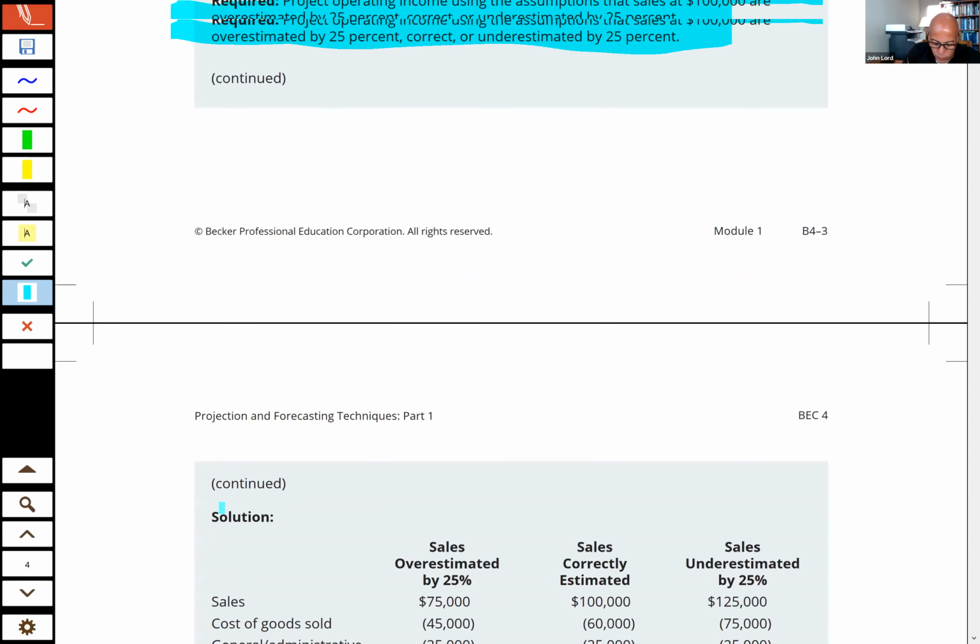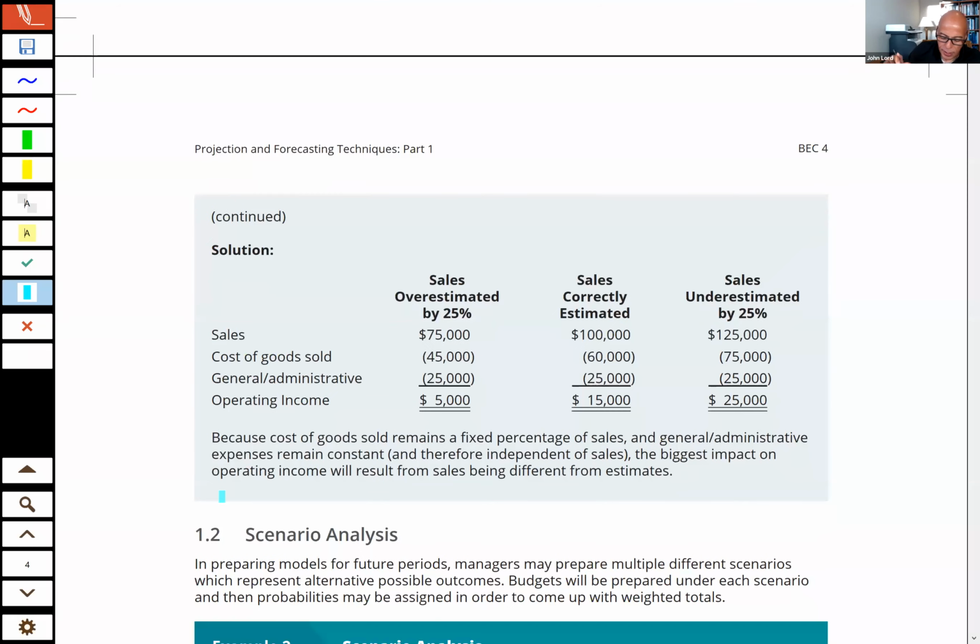So you come over and you take a look, and we have the baseline scenario, okay? And if we're correct on that, we'll have cost of goods sold of 60%, 60,000, general administrative expenses of 25,000, operating income of 5,000.